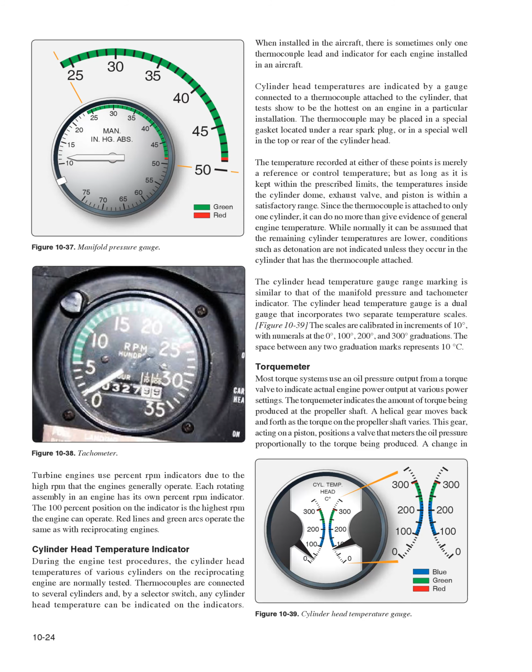Turbine engines use %RPM indicators due to the high RPM at which the engines generally operate. Each rotating assembly in an engine has its own %RPM indicator. The 100% position on the indicator is the highest RPM at which the engine can operate. Red lines and green arcs operate the same as with reciprocating engines.